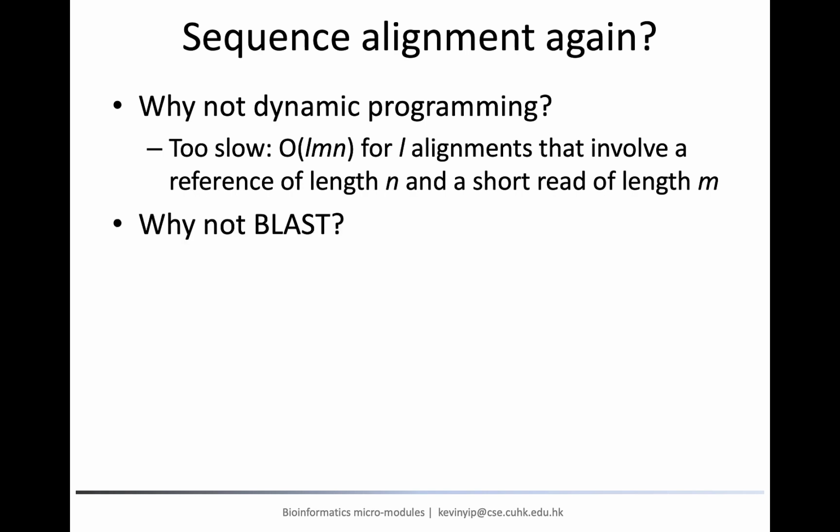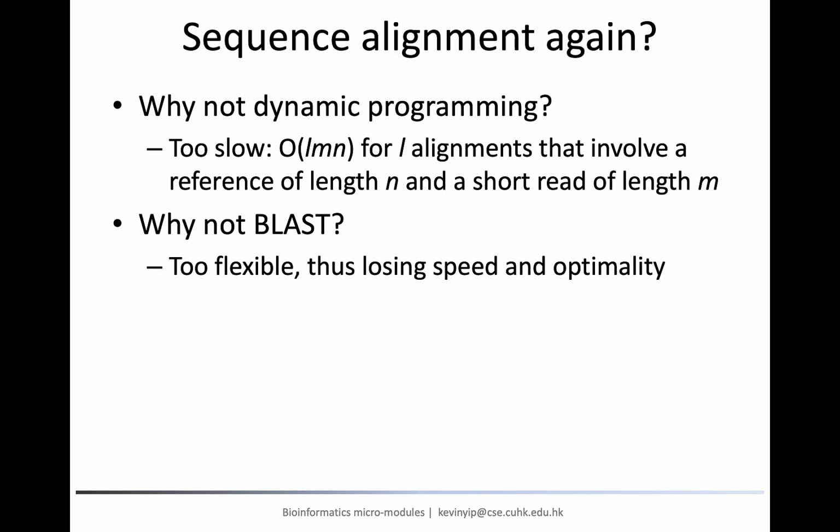Then what about using BLAST or other heuristic alignment methods? Although heuristic methods are fast, they may still be not fast enough. This is because these methods allow different types of mismatches and indels, but such flexibility is not needed for most of the short reads, which have a perfect or near perfect match with the reference. By making use of this important property, we hope to achieve optimal alignment efficiently for most of the reads.